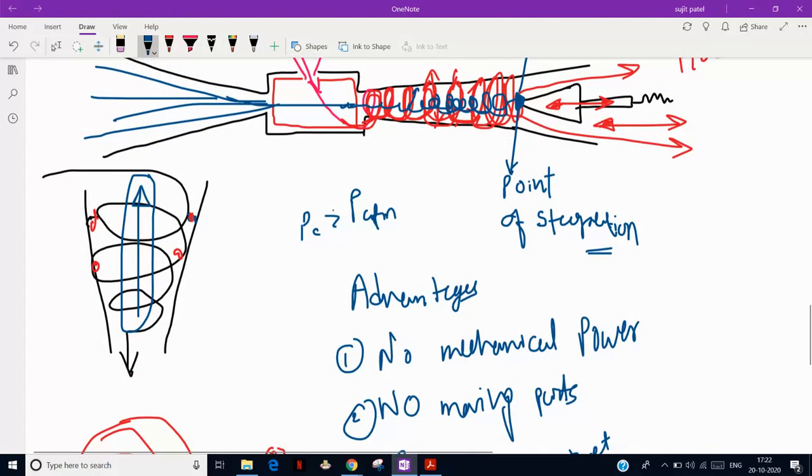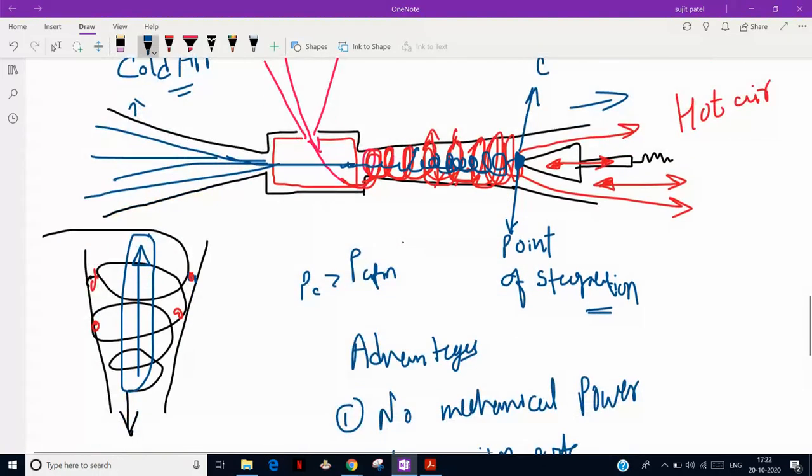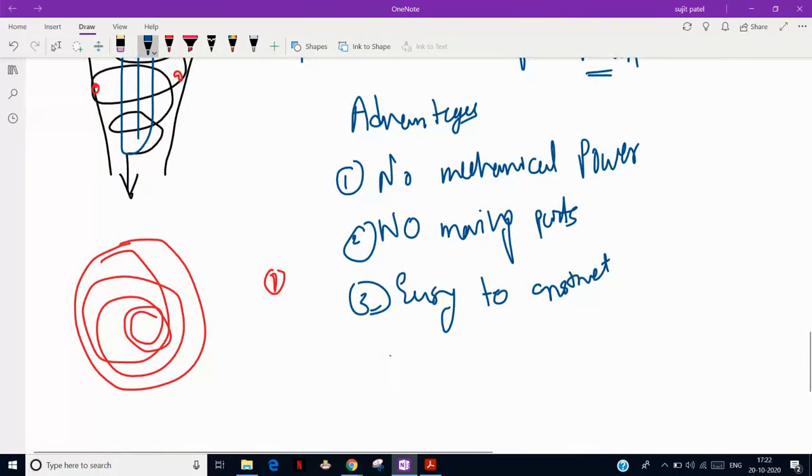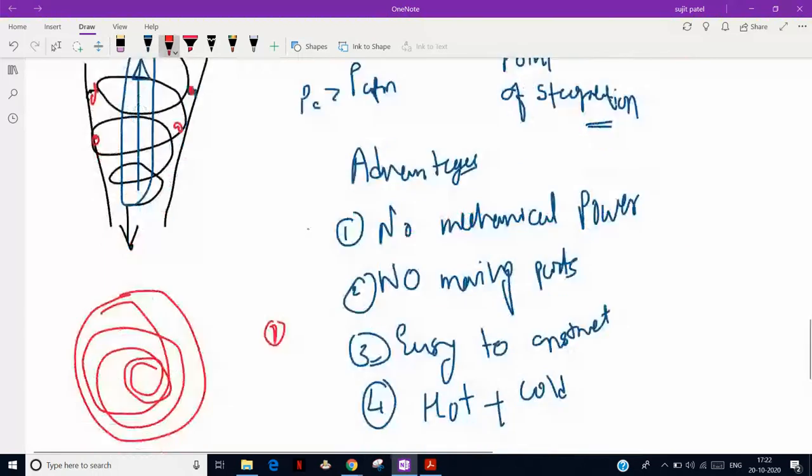So these are some advantages. And simultaneously we get hot air and cold air. These are the advantages, but there are some disadvantages also.